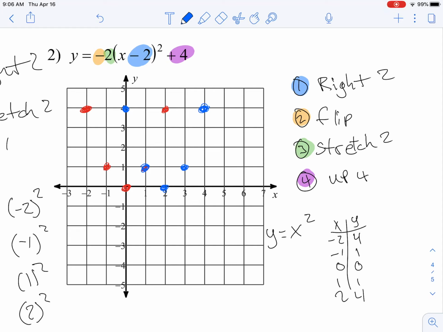A flip means I am going to flip over the x-axis. Sometimes you hear me call it an x-axis reflection. That's really what the technical name is. So I'm going to take each point and reflect it over the x-axis. So I'm going to go 1, 2, 3, 4, 1, 2, 3, 4, and put a new point in orange. I'll put a new point down there because we flipped it over.